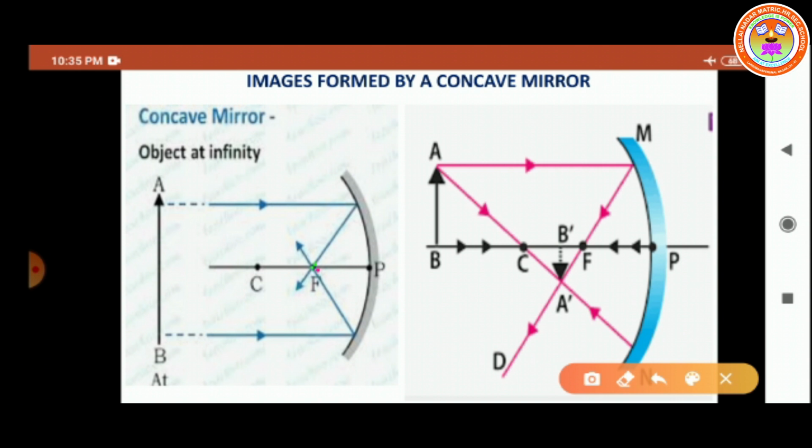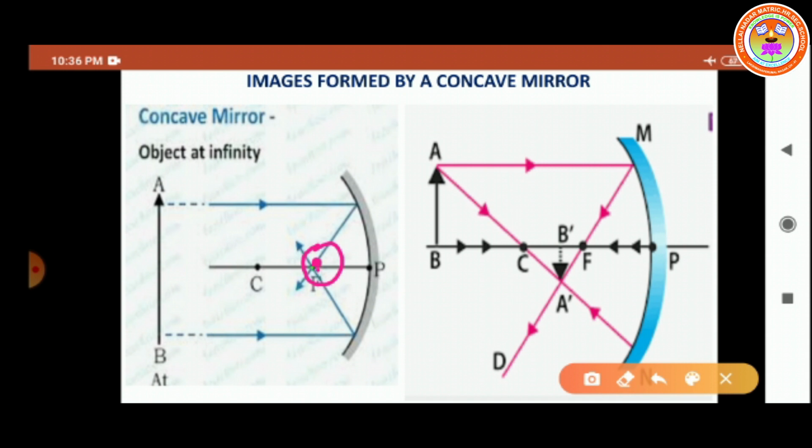So here the object is located at the infinity point. The image will be formed only at the point where the rays converge. So where is the image formed here? At the focal point, or the focus point, only. What is the size of the image? It is highly diminished. Diminished means very, very small. It looks like a point size only. So it gives us a real and inverted image.